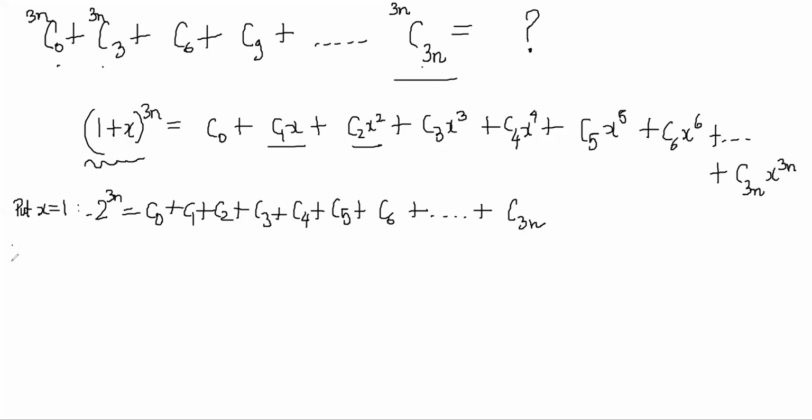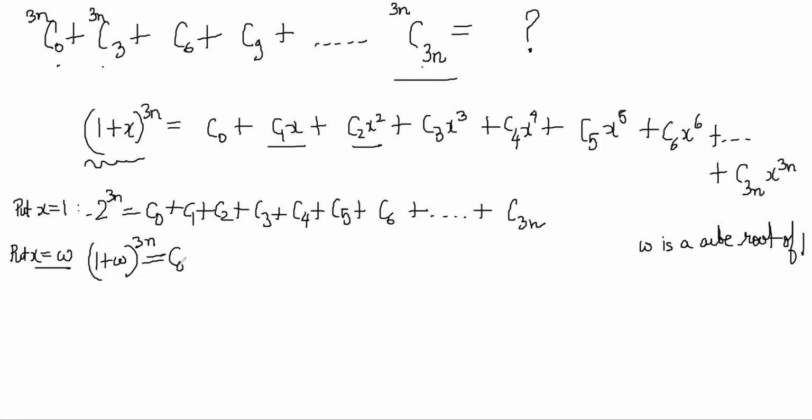Then put x equal to omega. Omega is a cube root of unity, the complex cube root of 1. So you'll get (1 plus omega) to the power 3n equal to c0 plus c1 omega plus c2 omega square plus c3, since omega cube is 1, plus c4 omega plus c5 omega square, since omega power 4 is omega and omega power 5 is omega square, plus c6, which is times 1, and so on.